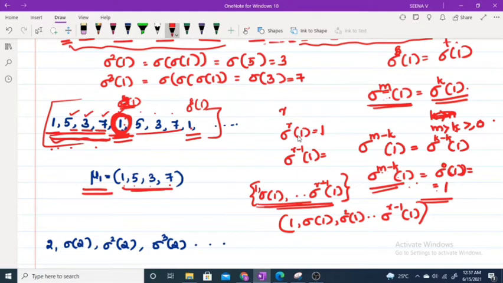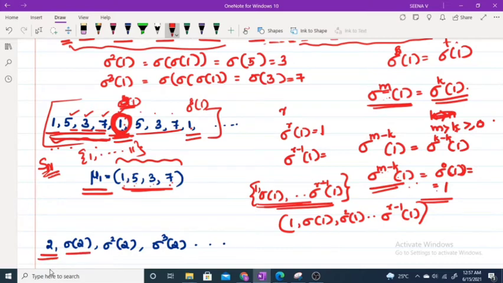Now consider the next element. We are considering S11. You choose an element which is not in the set 1, 5, 3, 7. Here 2 is the first such element, not from S11 but from the set 1 to 11. So here 2 is the first element, and we repeat the process.